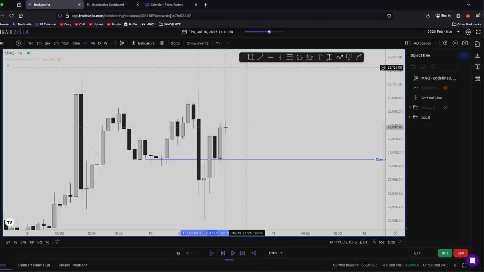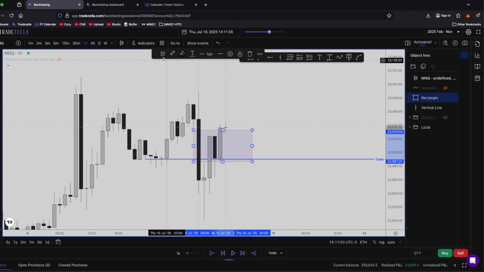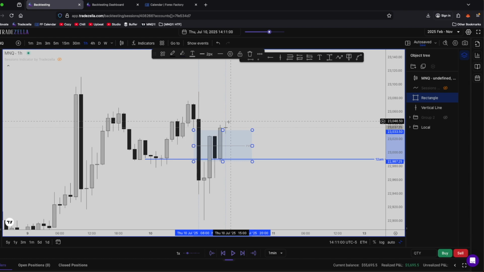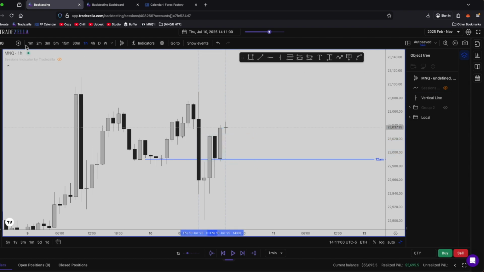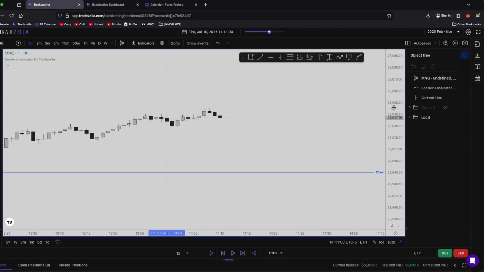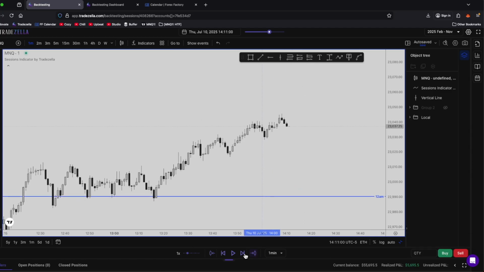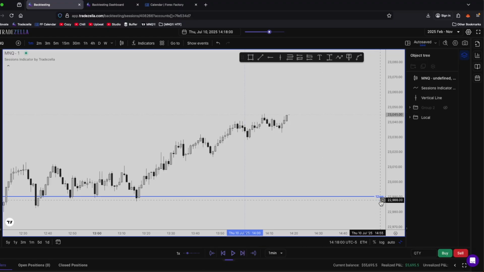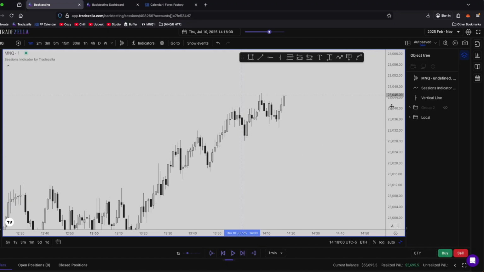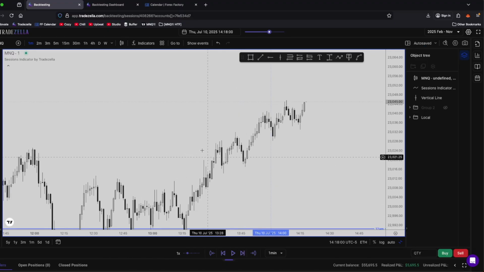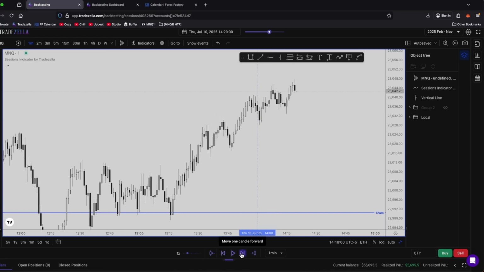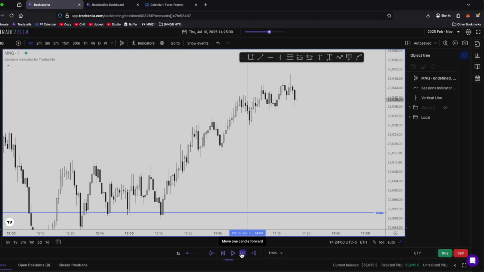But the 1 hour's closed above this fair value gap, so I would anticipate continuation. So I'm not interested in a short here. But I also don't think I'm going to get a long. The last couple days, I've just noticed price just starts to float one direction or the other.